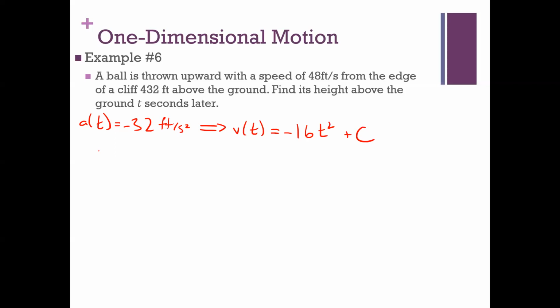How do you know that when V is 48, T is 0? Yeah, when T is 0. I'm trying to find the height over the ground T seconds later, meaning after I throw the ball. So that 48 feet per second, I didn't use the word, but it really is the initial velocity. So now I have velocity.